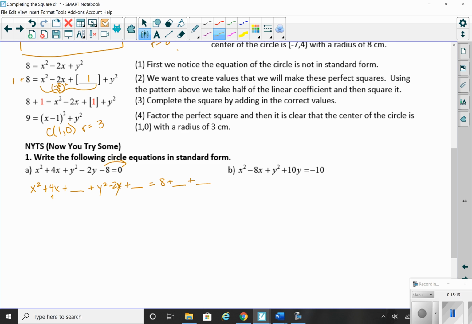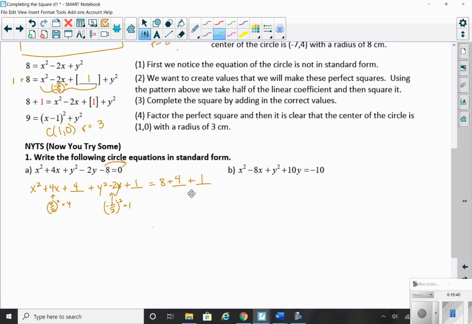So looking at your first b value, 4 divided by 2 is 2. 2 squared is 4. So I'm adding 4 here, which means I'm going to add 4 over here. With my y terms, my b value here is negative 2. Negative 2 divided by 2 is negative 1. Negative 1 squared is 1. So I'm going to add 1 to both sides.